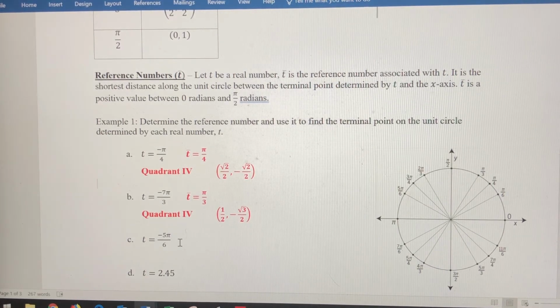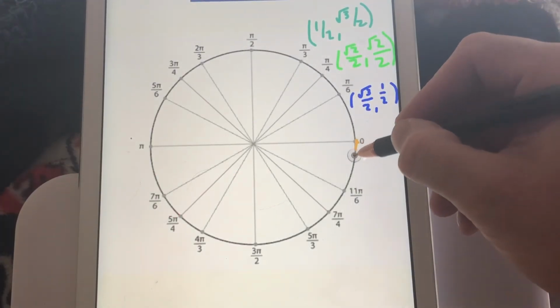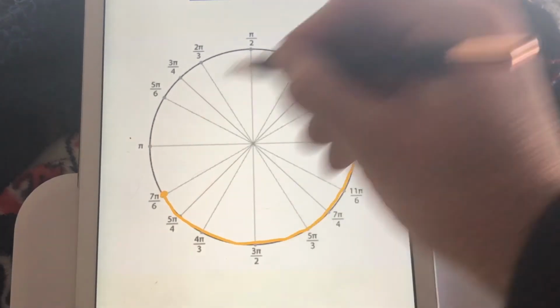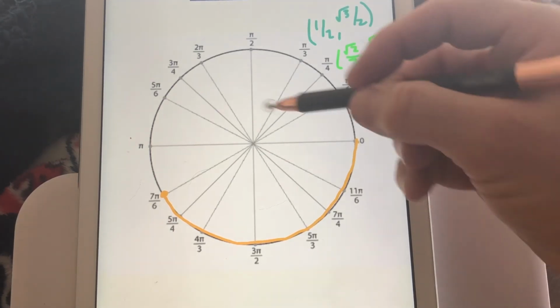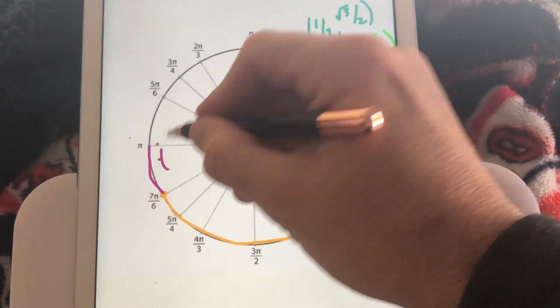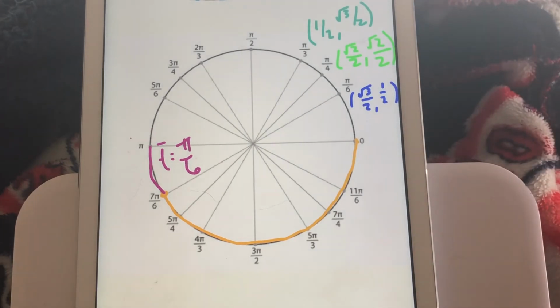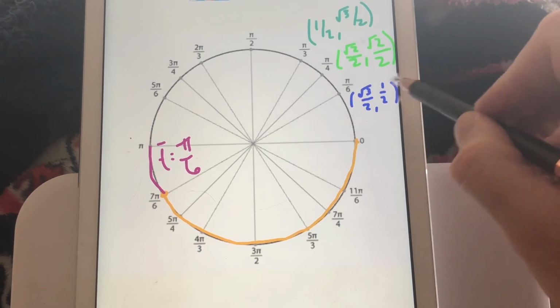All right. Let's go back to the graph and look at t equals negative 5 pi over 6. So negative 5 pi over 6 is going to be just shy of negative 1 pi. So it's going to get us to right there. So that's the terminal point I need the coordinates of. Remember, t bar is going to be the closest distance to the x-axis. So t bar there is going to be pi over 6. So pi over 6 takes me to this ordered pair.